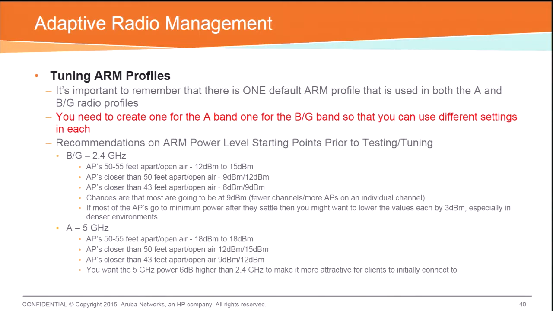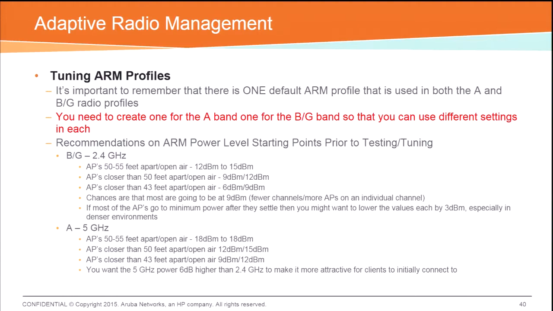So some guidance: with an open system, you typically put the APs on 12 to 15 dBm, so it can choose between 12 and 15. So you have a 3 dB spread. If you put them closer, go to 9 to 12, or 6 to 9 for very close access points.